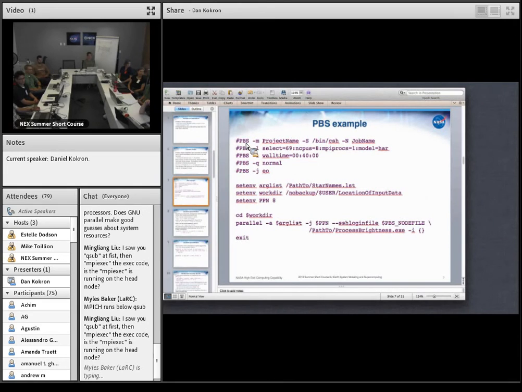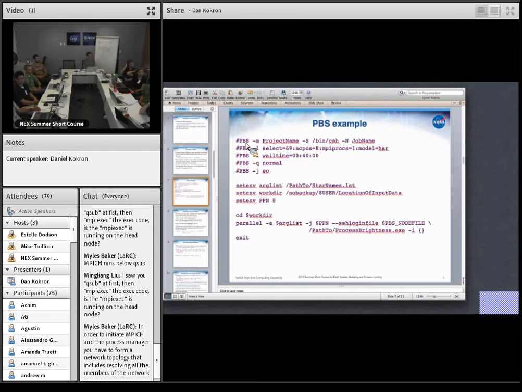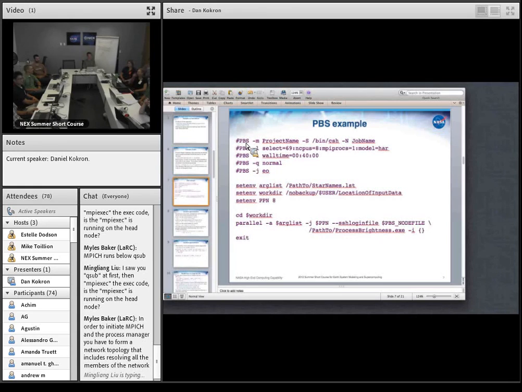So I think Tyler had another question. Let's see. It says, GNU parallel examples generally omit options like number of processors. Does GNU parallel make good guesses about system resources? That's a good question. I do not know.